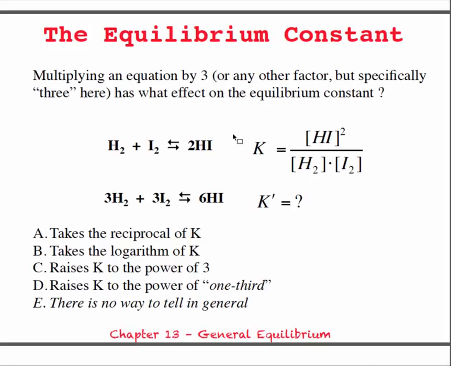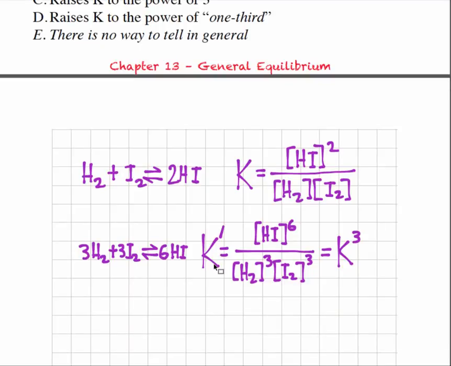Or what's up with this one? Here's the original equilibrium equation and the constant. What if I took this one times 3, this one times 3, and this one times 3? 3 and 3 and 6. What would happen here? Well, I guess it would be HI in the numerator to the 6th power, I2 in the denominator to the 3rd power. So in other words, it's this same old constant to the power of 3. I guess you could prove that to yourself, something like this, eh? So this thing cubed gives me this thing.